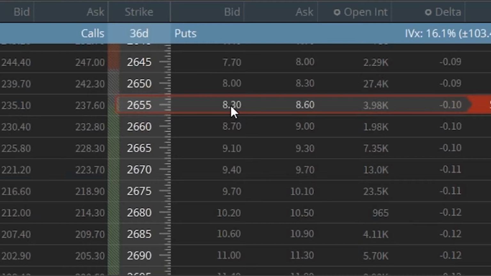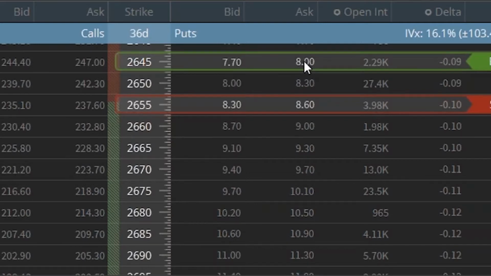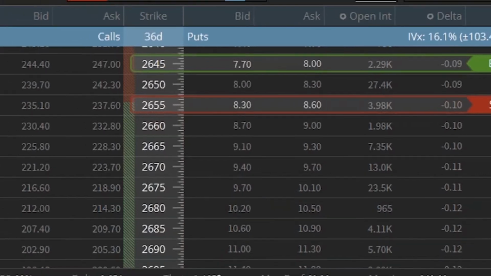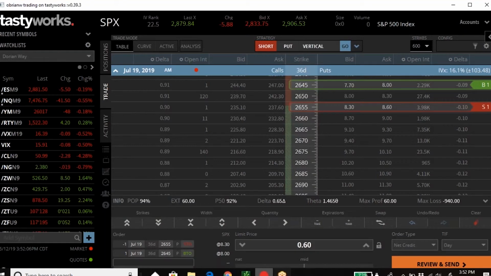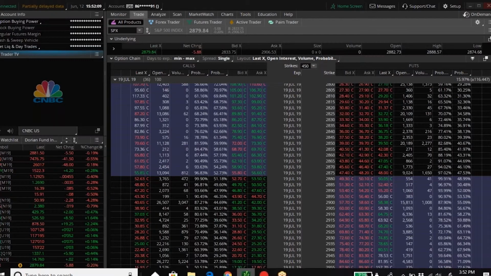So in this case, we're selling the 26.55, and we clicked on the bid to do that. And we're buying 10 points lower, which is the 26.45, and we're clicking on the ask, because when you click on the ask, you're buying. So we're clicking on the ask, and this is a 10-point wide put spread. And this is how you do it on the TastyWorks platform.